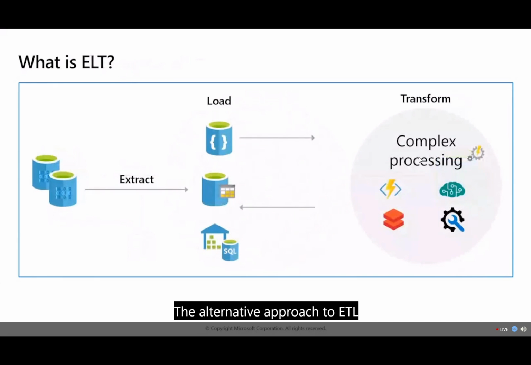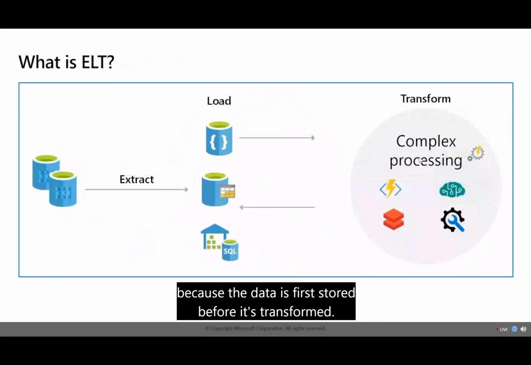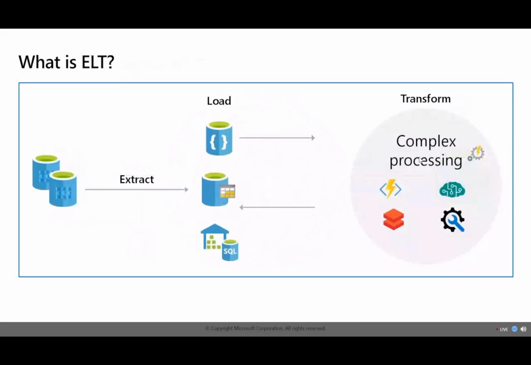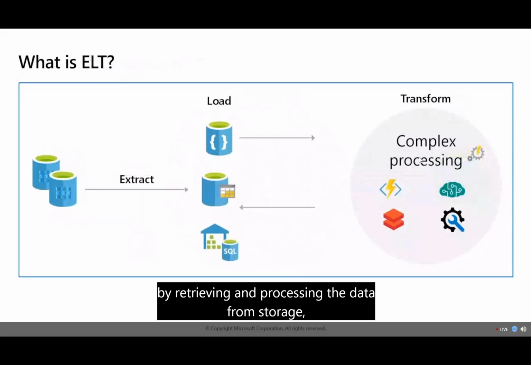The alternative approach to ETL is ELT. ELT is short for extract, load, and transform. This process is slightly different because the data is first stored before it's transformed. So the data processing engine can take an iterative approach by retrieving and processing the data from storage before writing the transformed data and models back to storage.